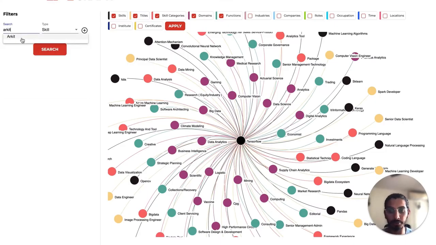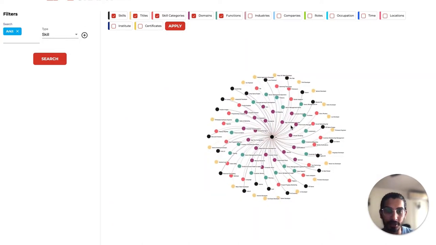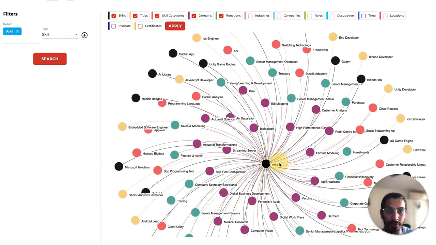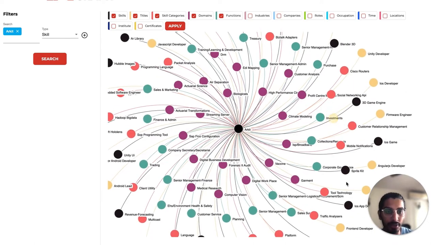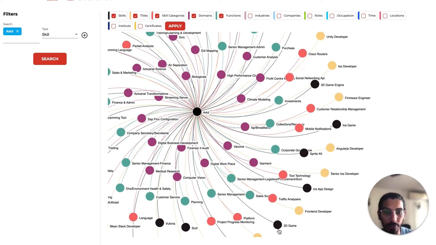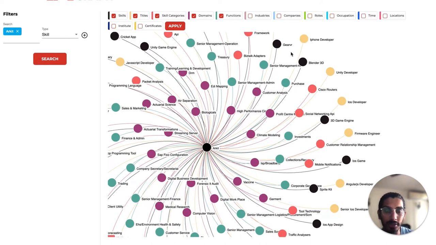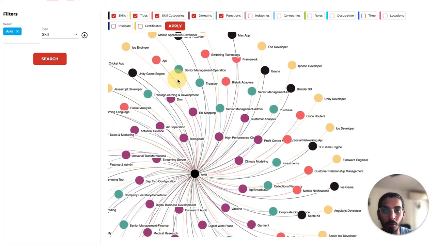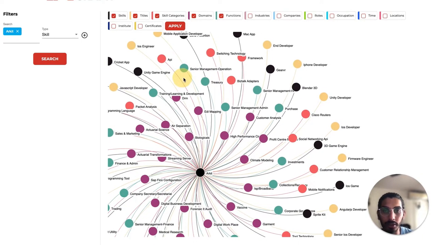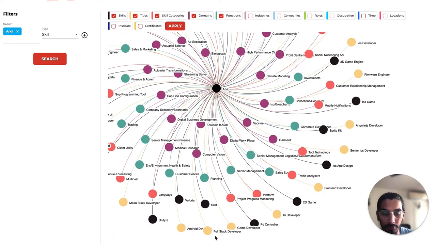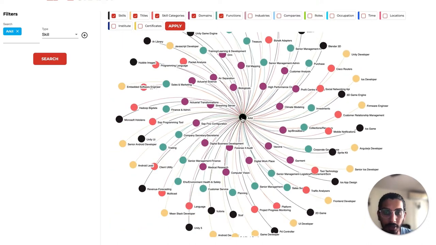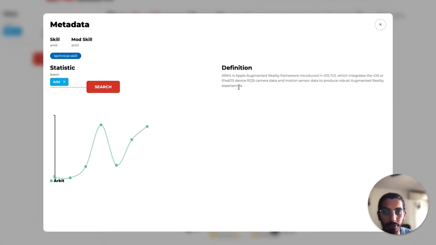Now another skill which is trending across the market is ARKit, because lots of people are talking about augmented reality, virtual reality. Again, let's have a look at what related skills we have as part of ARKit. Microsoft HoloLens, Unity UI, AR library, 3D game engine, Sprite Kit, Vuforia, 2D games, Blender 3D, Unity game engine are all related skills. Now let's look at the titles related to ARKit. You do see Unity developer, iPhone developer, iOS developer, senior iOS developer, front-end developer, UI developer, full stack developer, game developer, MEAN stack developer have this as a skill. Now let's click on this skill and you see the definition and the trend about this particular skill. You see it's a technical skill.